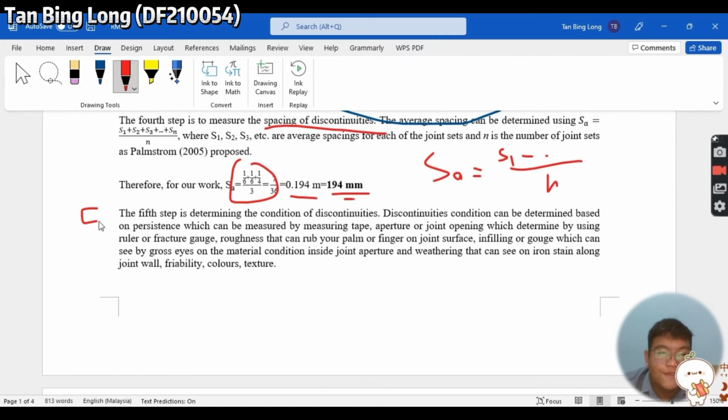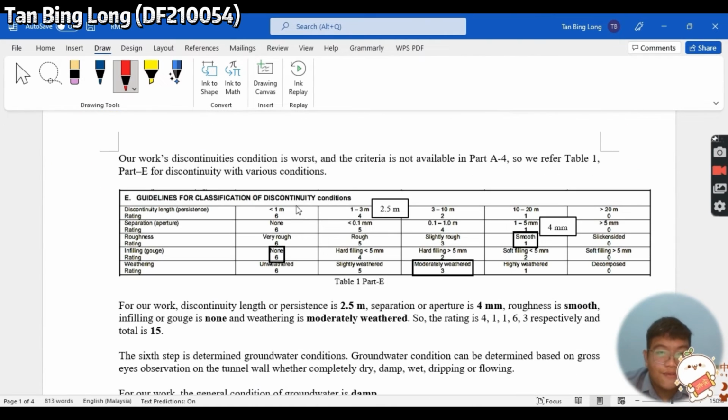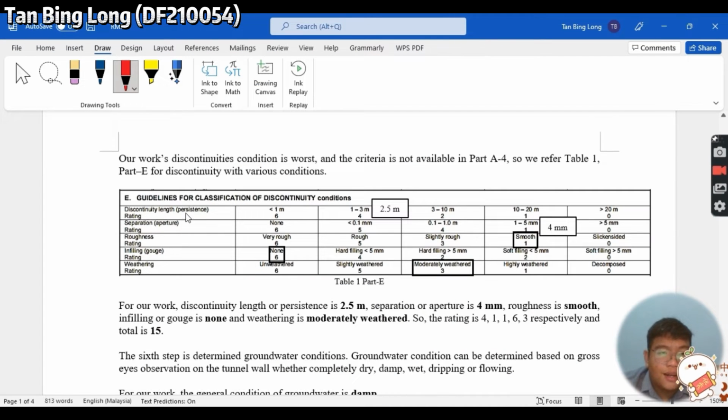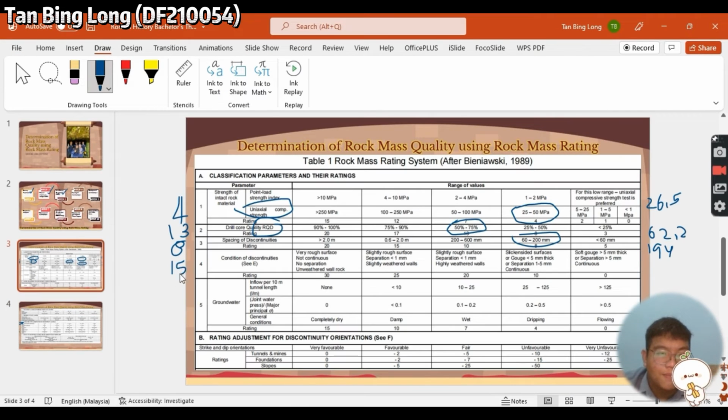Okay, so the fifth step is to determine the condition of discontinuity. So we can refer to part E of Table 1, which is here. The discontinuity length or persistence that we measured is 2.5, which is in the range here with a rating of 4. Then for the separation or aperture, we measured 4 mm, with a rating of 1. For the roughness, the rock surface is smooth, so the rating is 1. For the infilling or gouge, there is no filling, it is blank, so the rating is 6. And the last one, the weathering is moderately weathered with a rating of 3. After that, we total up these numbers: 4, 5, 6, 12, 15. So the total rating is 15 for this part.